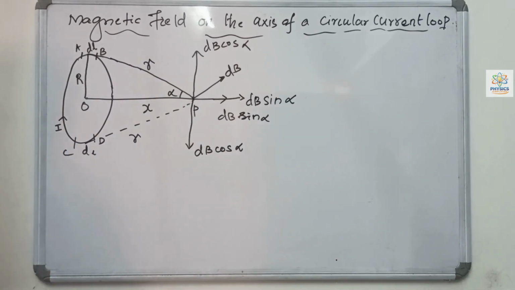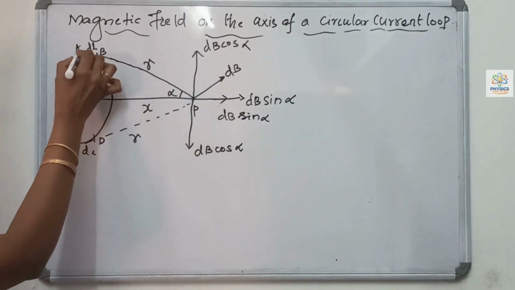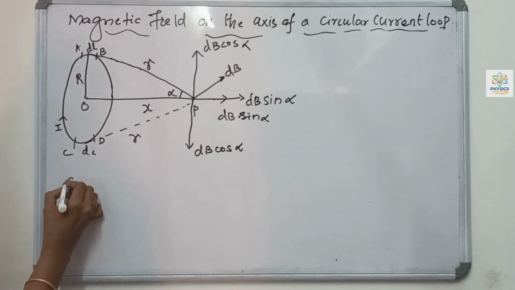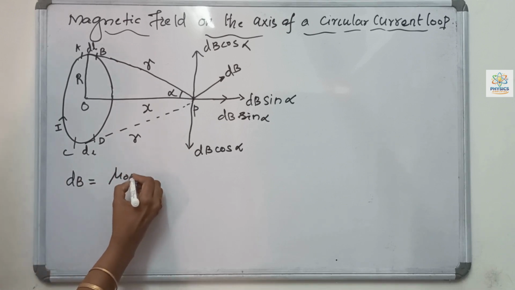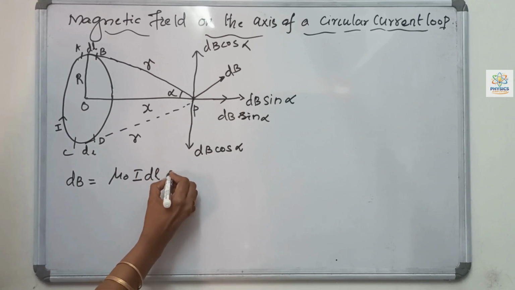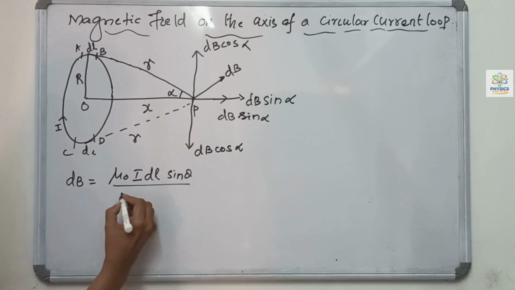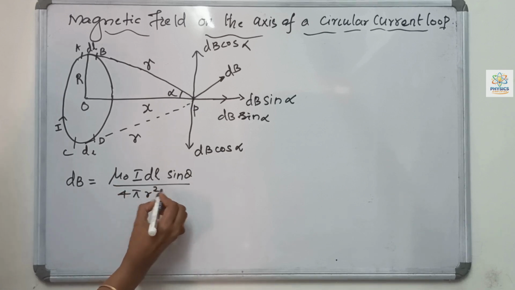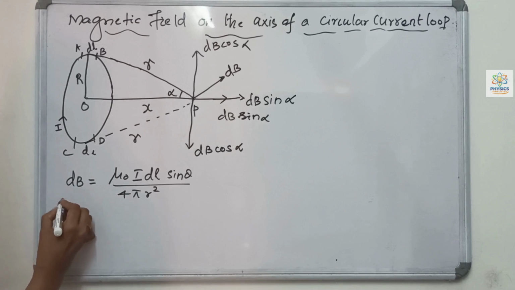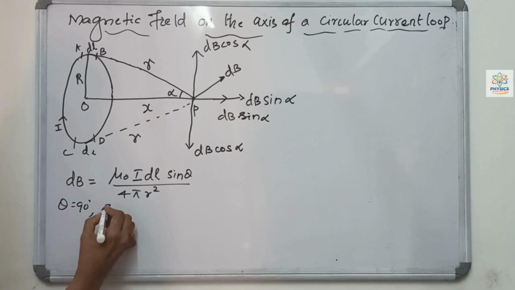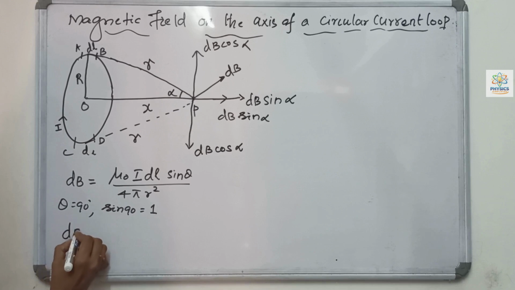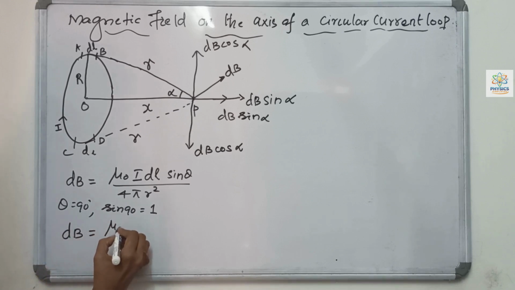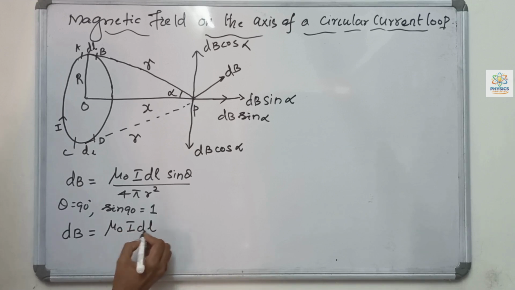So magnetic field at the point P due to the smallest element dl can be written as dB is equal to mu 0 I dl sin theta by 4 pi r square. If theta is 90 degree, the value of sin 90 is taken as 1. Then we can write dB is equal to mu 0 I dl by 4 pi r square.